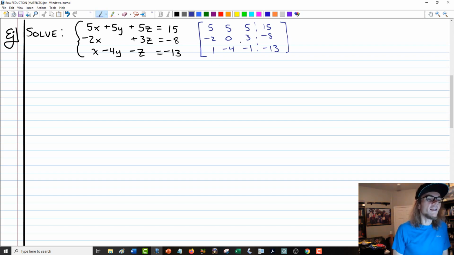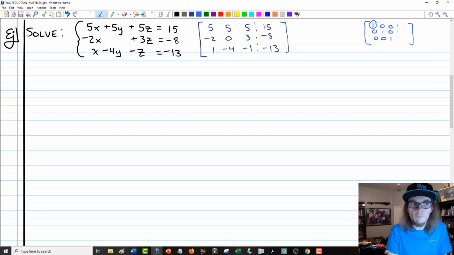So from here, let's start attacking this. Before I attack anything, I see something really helpful. I want to get this into reduced row echelon form, which means we need to eventually get a matrix that looks like 1, 0, 0, 0, 1, 0, 0, 0, 1. So I need a 1 in that upper left-hand corner, and what I notice is that I have a 5. I could just multiply that first row by 1/5, and everything would come out really clean. So that's what I'm going to do first.